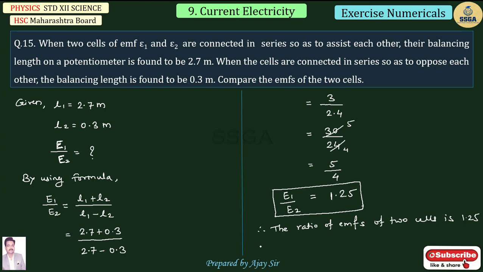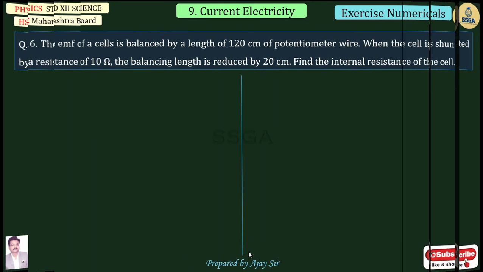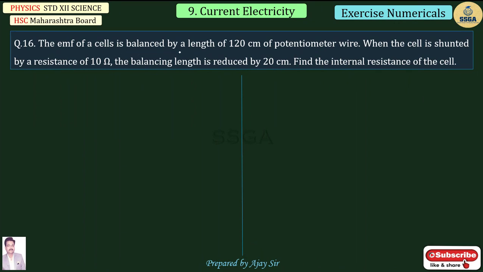So now let us start question number 16. The EMF of a cell is balanced by the length of 120 centimeter of potentiometer wire. When the cell is shunted by the resistance of 10 ohm, the balancing length is reduced by 20 centimeter. Find the internal resistance of the cell. Now this example is based on one of the applications of potentiometer, that is to find the internal resistance of a cell. So now here the cell is connected to a potentiometer of length 120 centimeter.